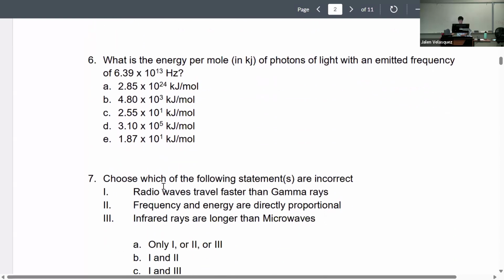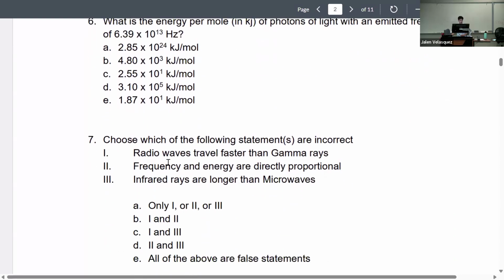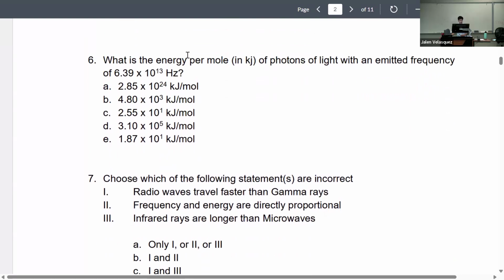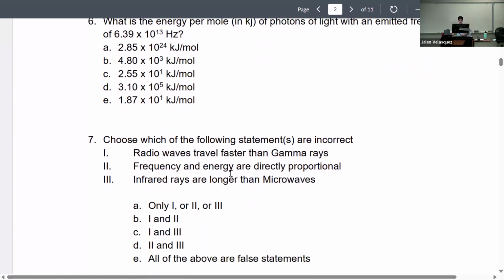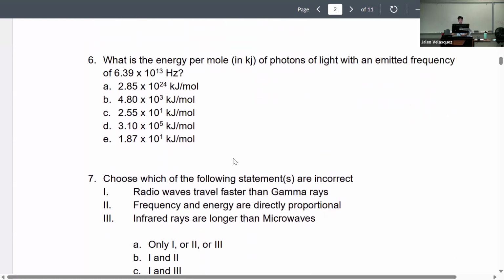Okay, number 6. Work on both of these. So I want to know, what is the energy per mole in kilojoules of photons of light with an emitted frequency of 6.39 times 10 to the 13 hertz? And then 7 is just choosing the statement that is correct. So take a couple of minutes to look through that if you haven't done it already, and then we'll go over it in a minute.